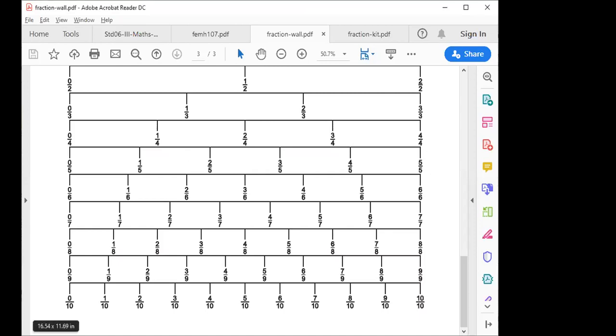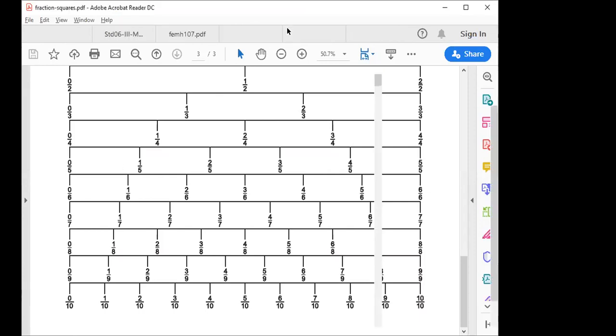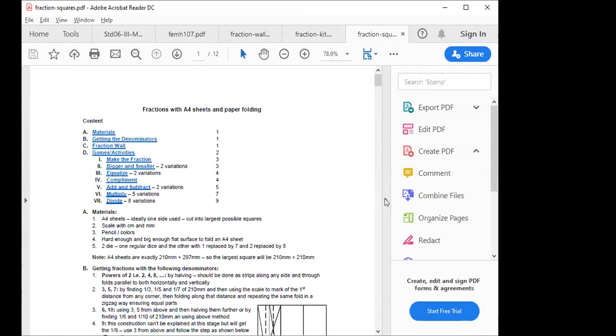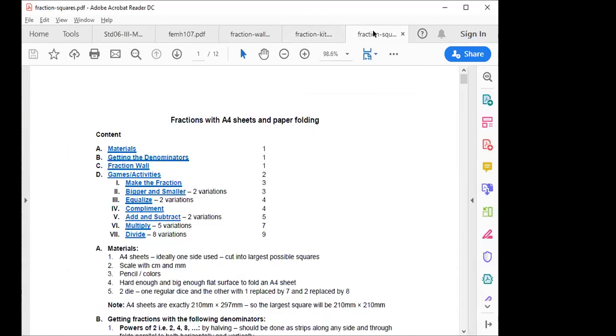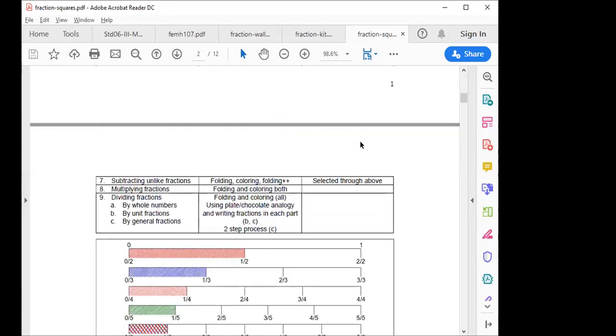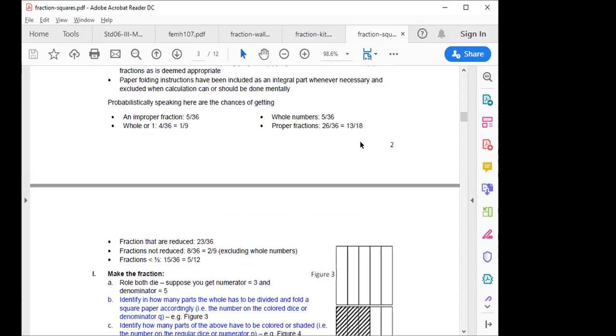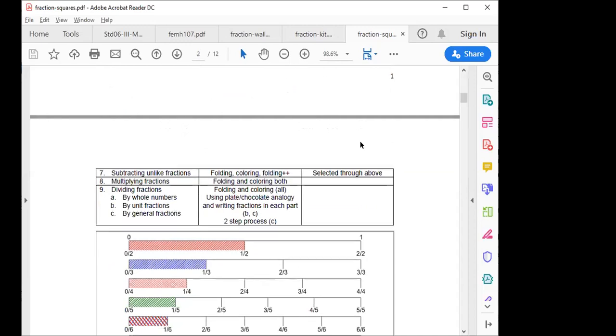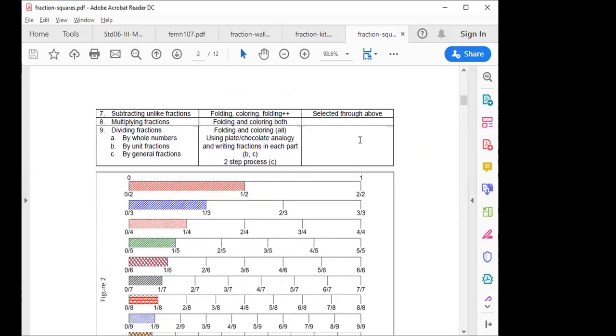And I believe this was also shared, but it doesn't have the fraction squares. So fraction squares is, I believe, also shared with you. And this is a much fuller documentation. It has all the activities and everything. So this is the corresponding fraction wall, as you can see. And it has all the games and activities with all the pictures and so on and so forth.